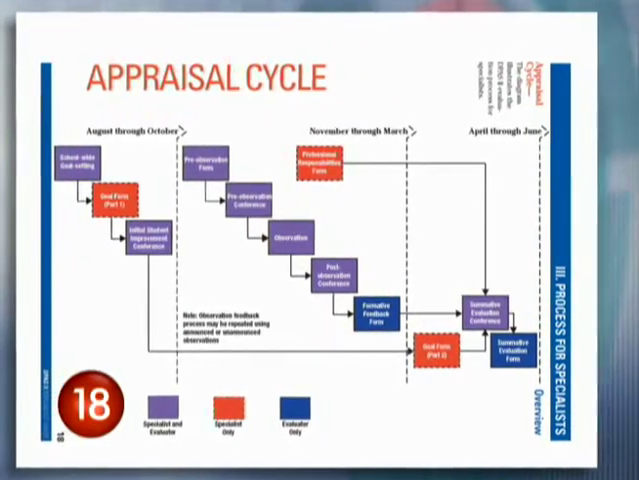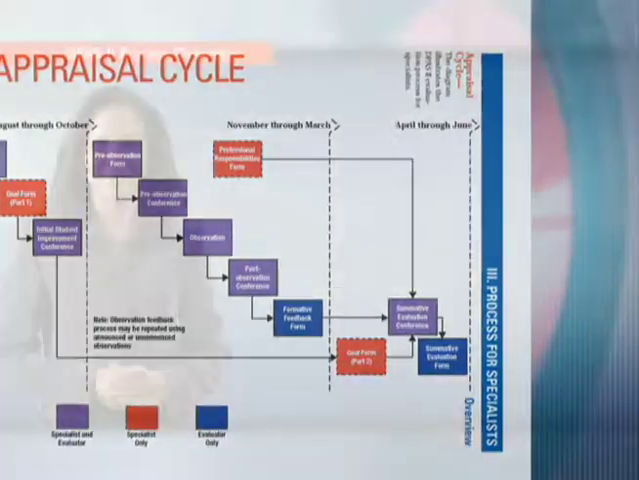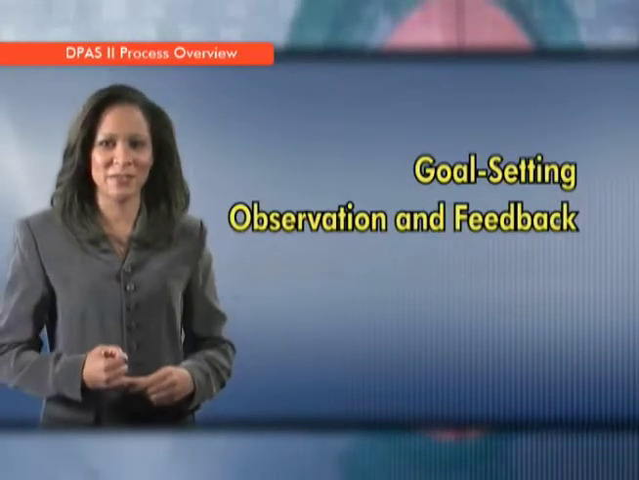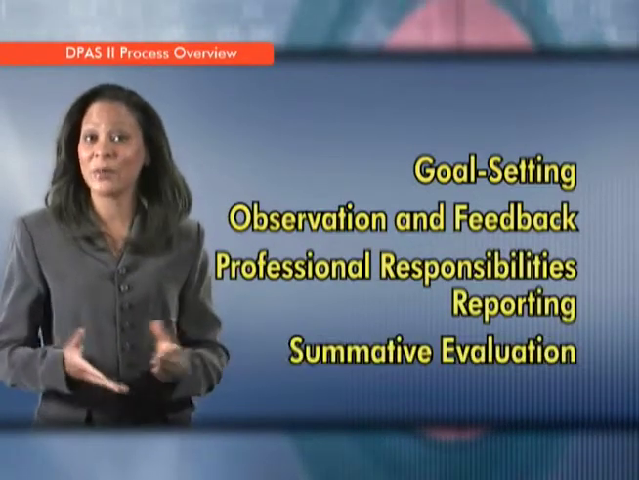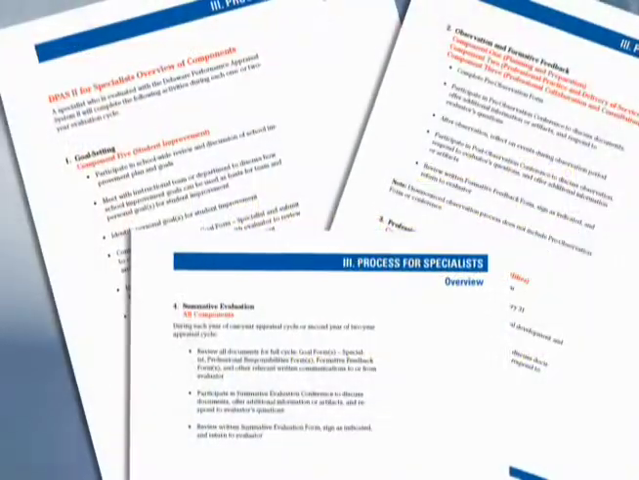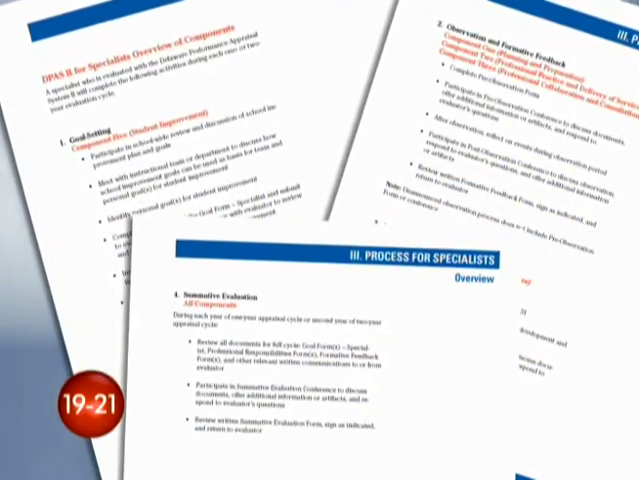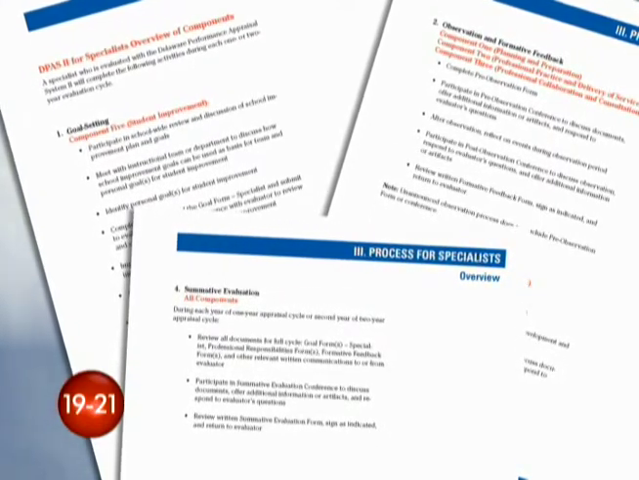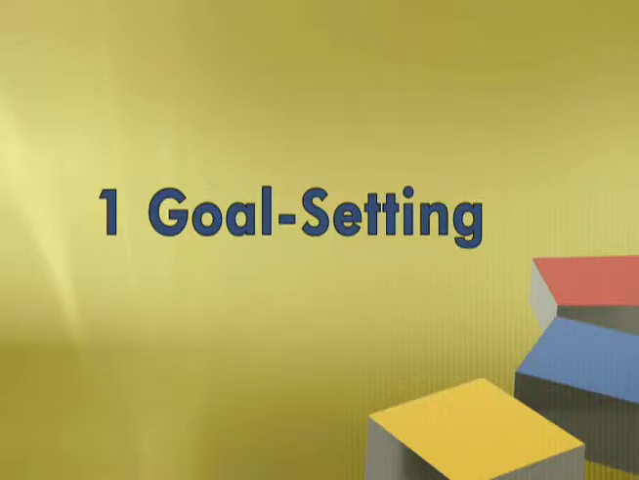It provides a general illustration of the activities and when they should occur throughout the year. The specific activities are grouped within 4 topic areas: goal setting, observation and feedback, professional responsibilities reporting, and summative evaluation. Check guide pages 19 through 21 for an overview of the specific activities required in each topic area. Let's look closer at each activity, beginning with number 1, goal setting.